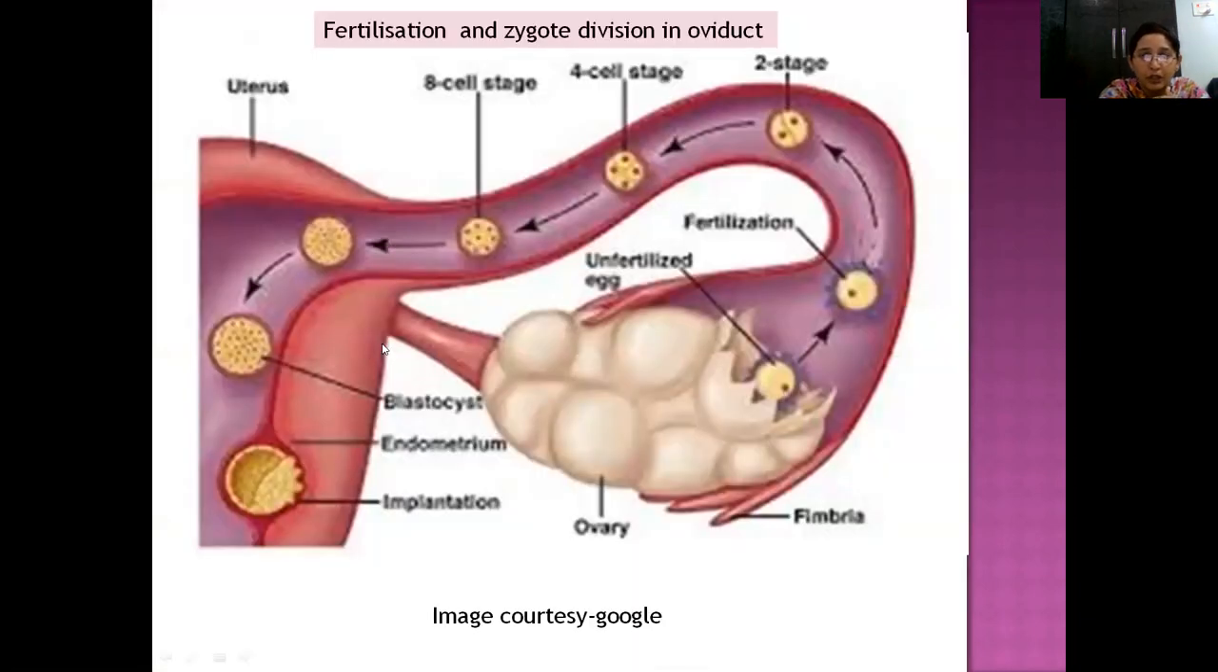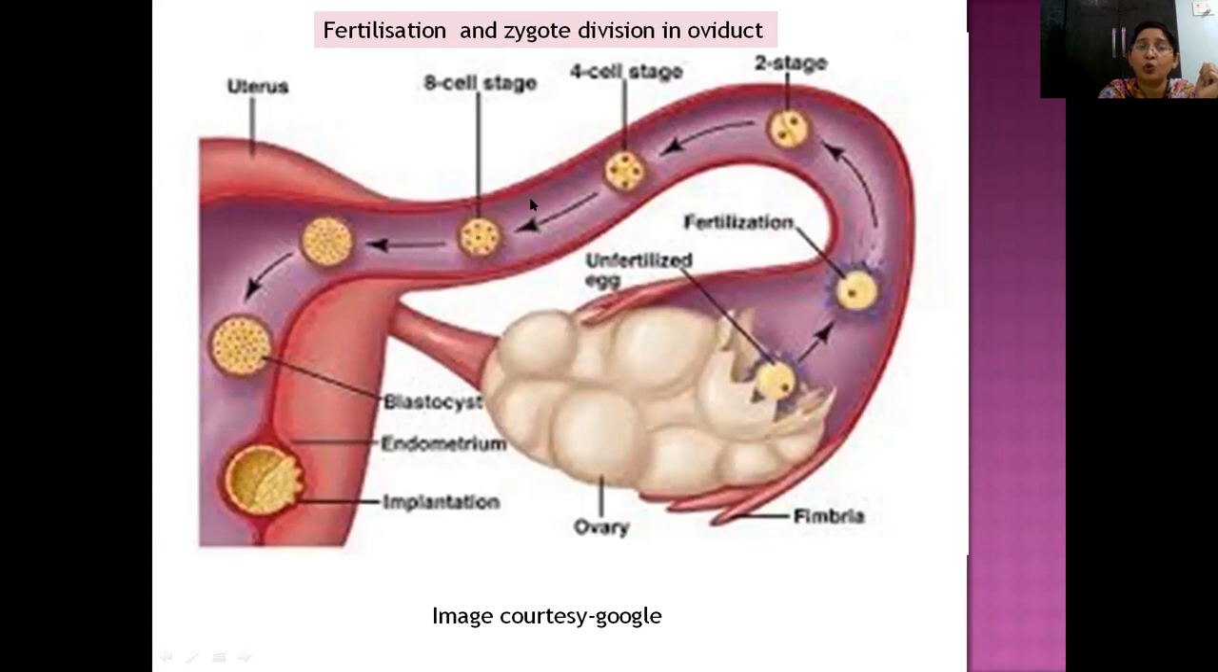See here, children, this is the ovary. When the ovary releases the ovum, it is taken by this tube-like structure called the oviduct. And here, this ovum combines with the sperm, and this is called fertilization. When fertilization occurs, it becomes a zygote. The zygote is one cell. Now this zygote divides and forms a two-celled structure, and this two-celled structure again divides and forms a four-celled structure. Again, this four-celled structure divides to form the eight-celled stage, which is called the blastomere.